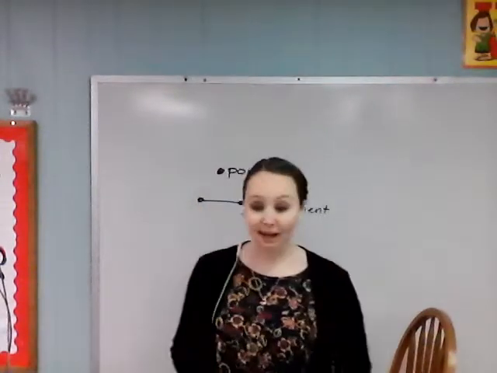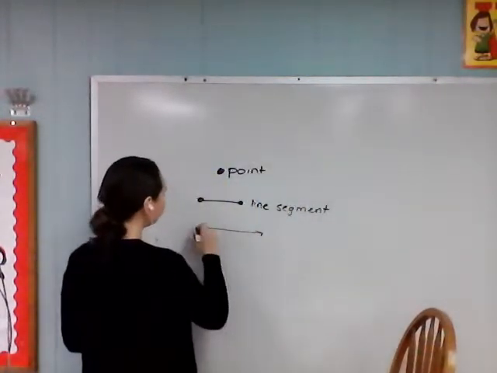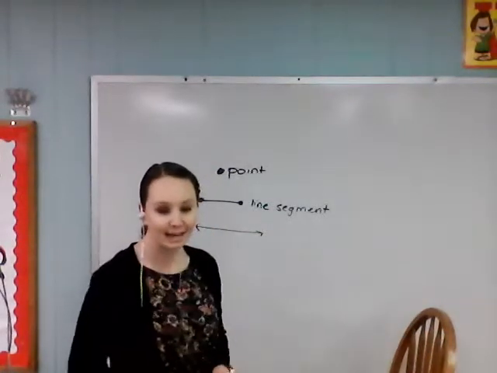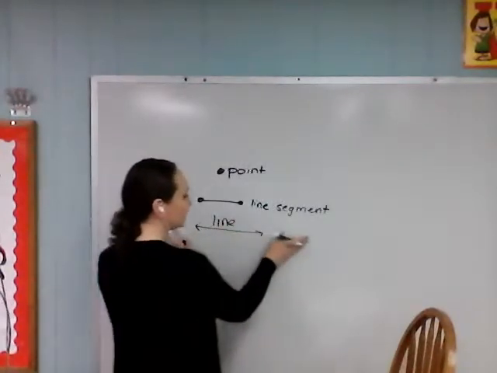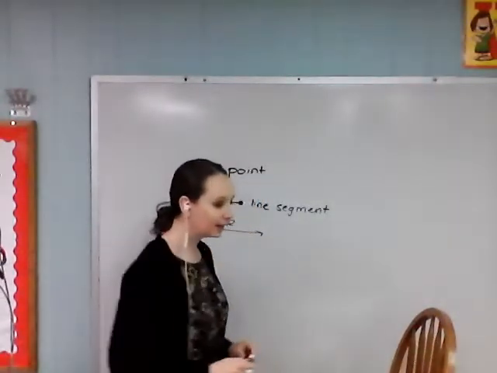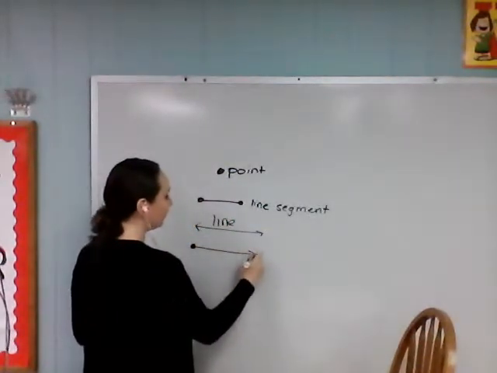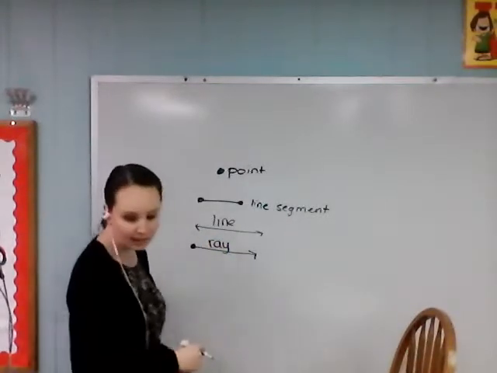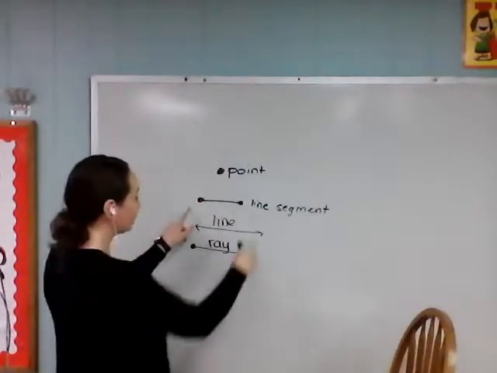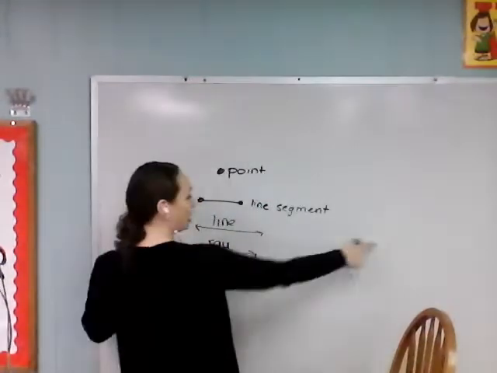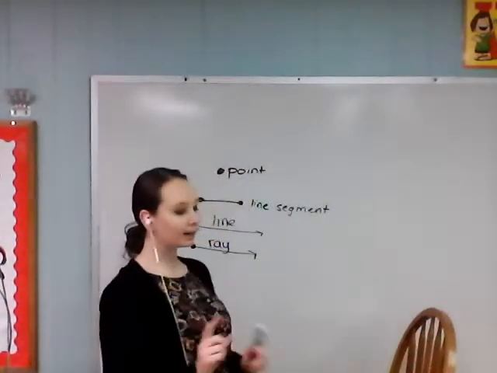Now, we have a line. Most of you think, oh, a line. But a line actually never has an end point. So a line here is represented by 2 arrows that keep going. That is a line. A ray, you have 1 end point, and then it keeps going. That is a ray. So we have a point. Line segment has 2 end marks. A line keeps going. A ray has 1 end point and then keeps going.